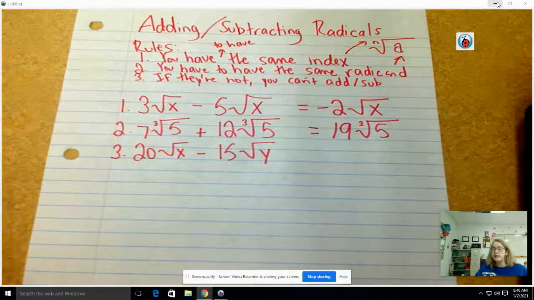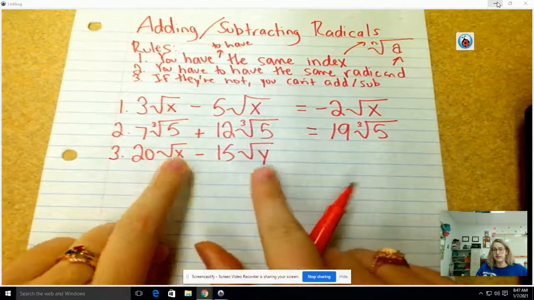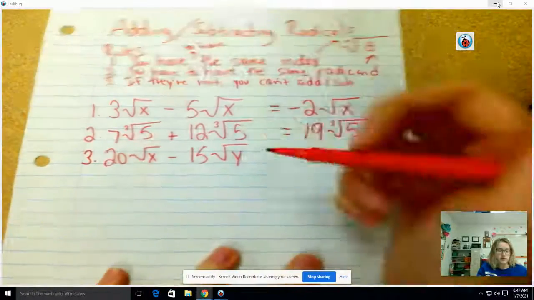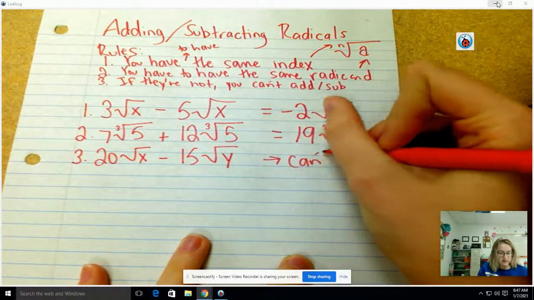Do they have the same index? Yes, they're both square roots. Do I have the same radicand? No. I have an x in this one and a y in this one. x and y are not the same. So for this one, you simply can't do it.